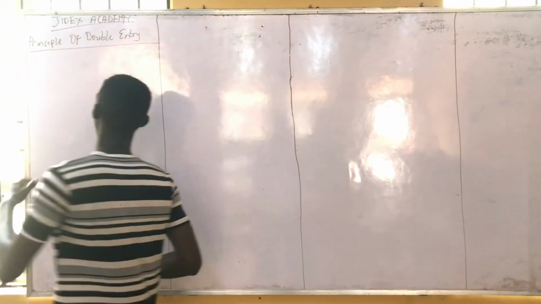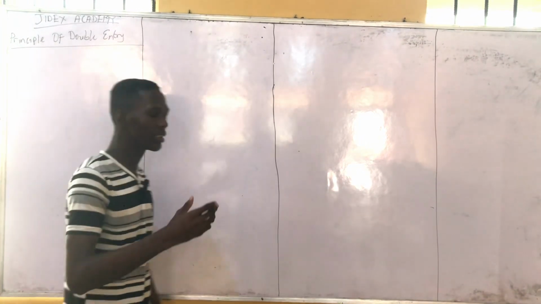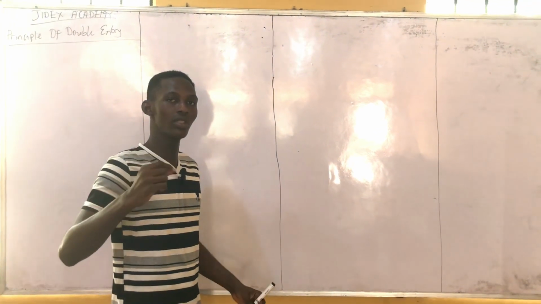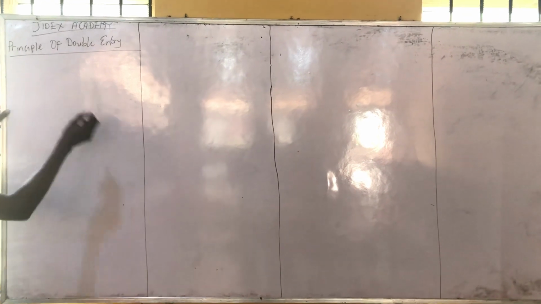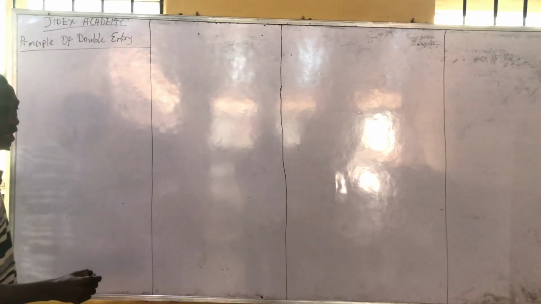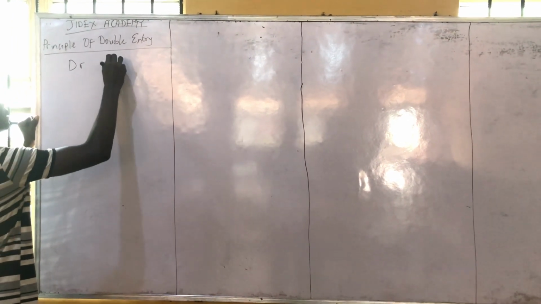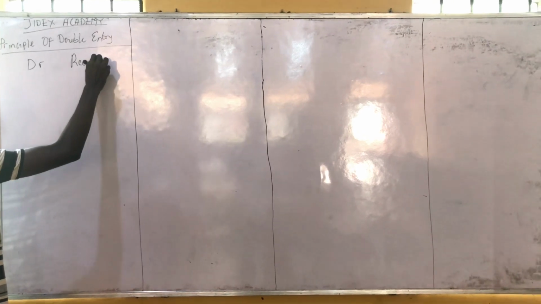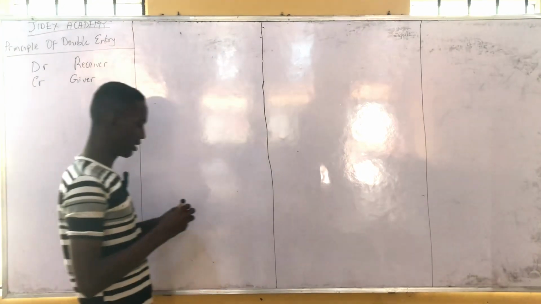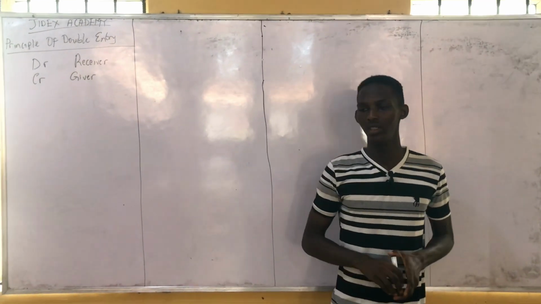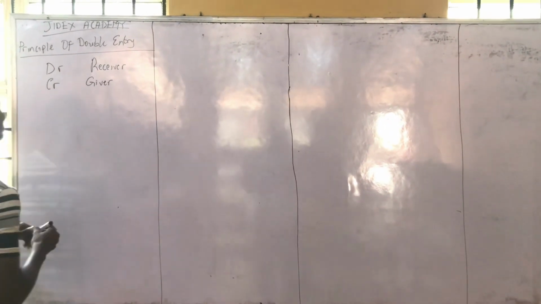So here we go. This is the principle of double entry, and it states that for every debit entry, there must be a corresponding credit entry. So this is what they mean. For every debit entry, there must be a corresponding credit entry. And it also says you debit the receiver and you credit the what? Giver. Now, most students just assume: okay, debit the receiver and credit the giver.